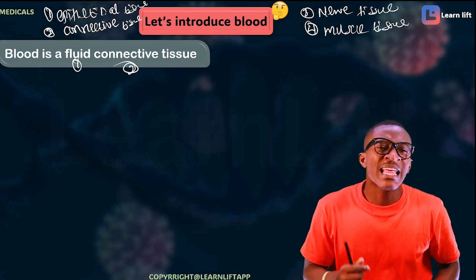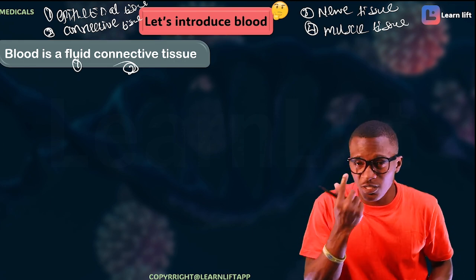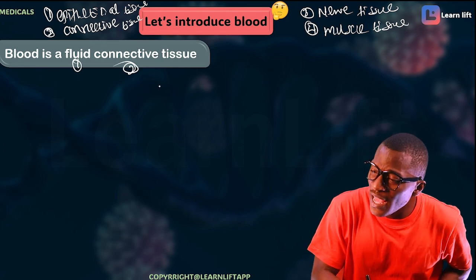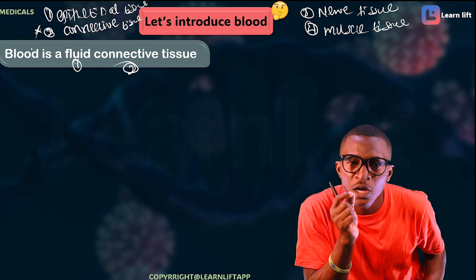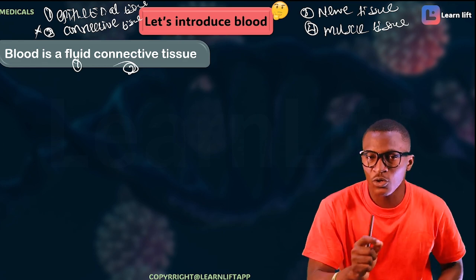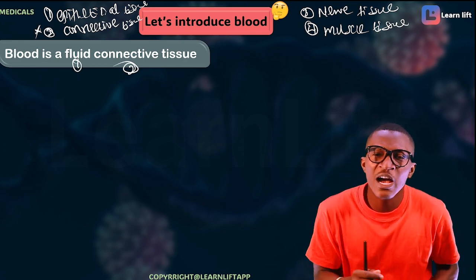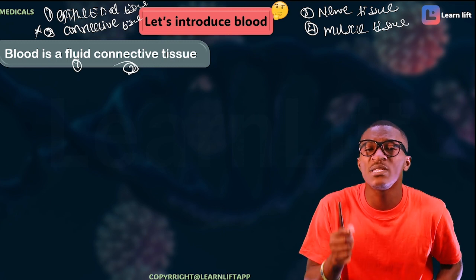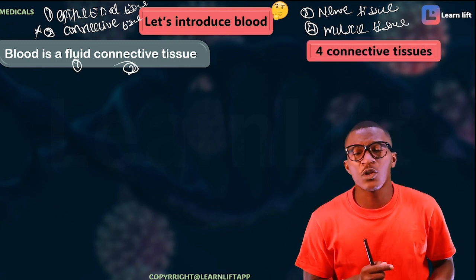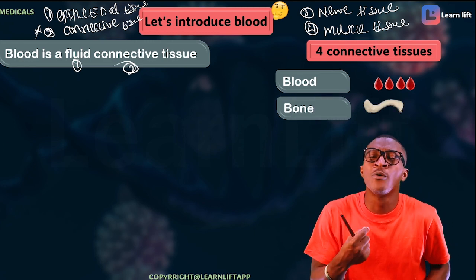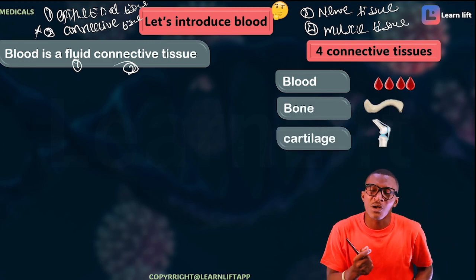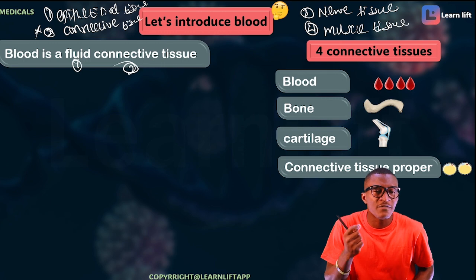Now, among these 4 tissues, you can see that we have connective tissue, which the blood falls in. We said the blood is a fluid connective tissue. So the blood is a connective tissue first. Now, take note that under connective tissues, there are 4 types. What are the 4 connective tissues? Number 1, we have your blood. Number 2, we have your bone. Number 3, we have your cartilage. And number 4, we have the connective tissue proper.